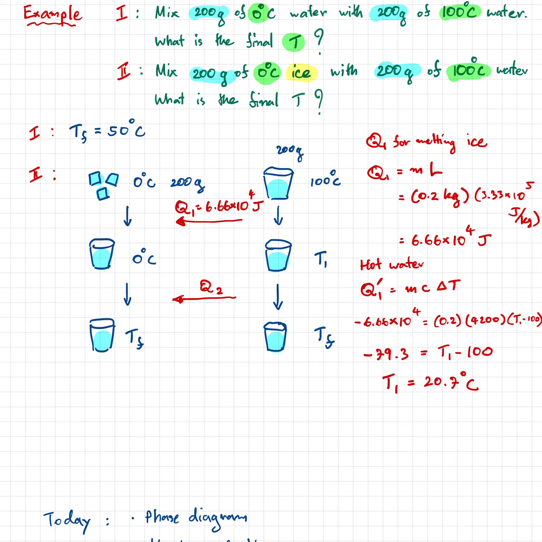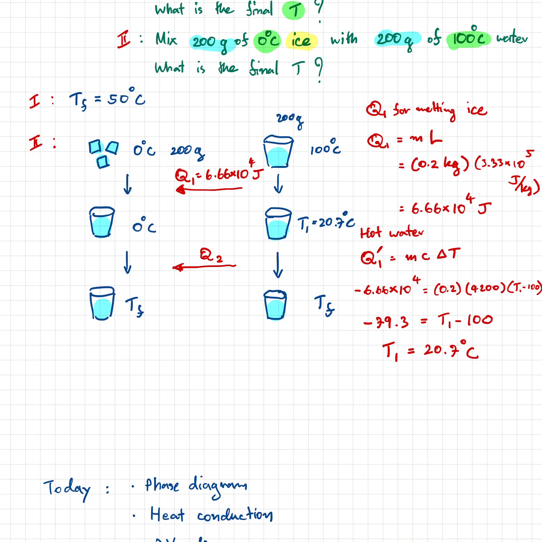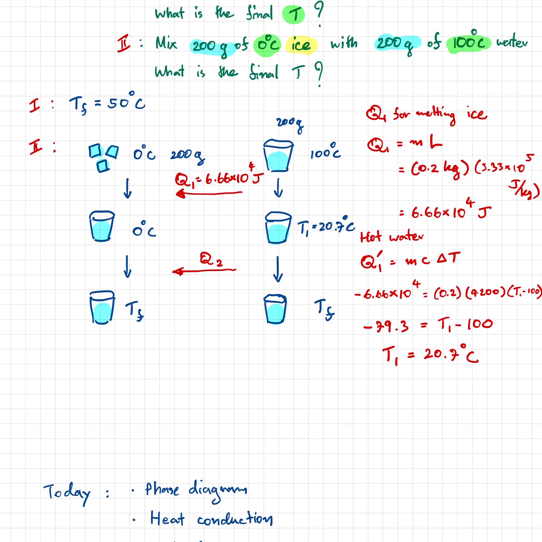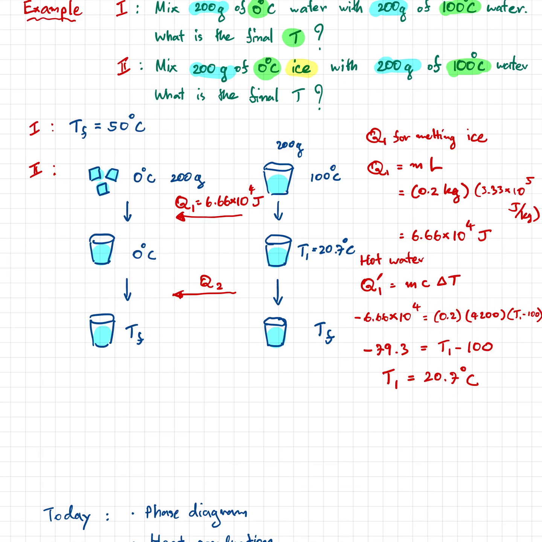So T1 is 20.7 degrees Celsius. Okay, so now we can move on to the next step, which is what is the final temperature after both of them become water. This is water at 0 degrees, this is water at 20.7 degrees Celsius. So now the problem is kind of a repeat of the first problem. Okay, quick question here.